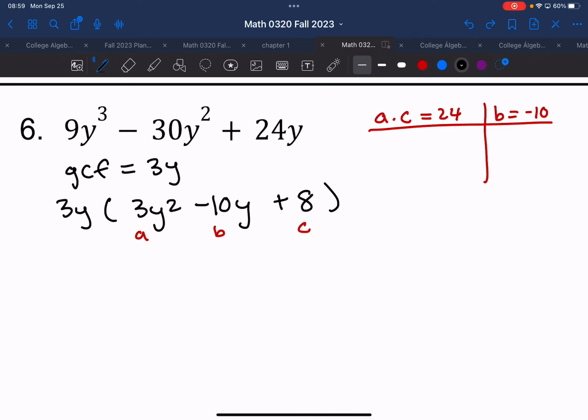So looking at our 24, what are some factors of 24? Negative 2 and negative 12. Okay. Negative 6 and negative 4. Do we already see our answer here? Which one is it? The second one, because if we add those together, we get negative 10.